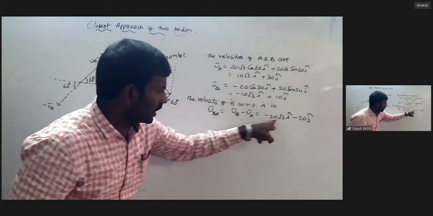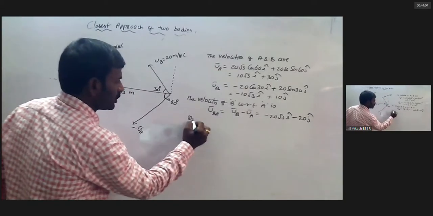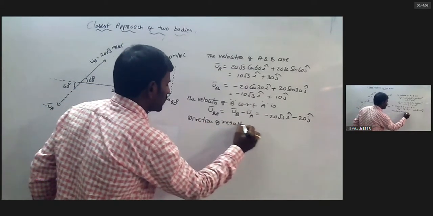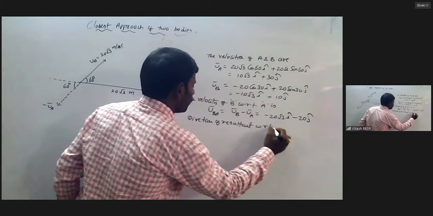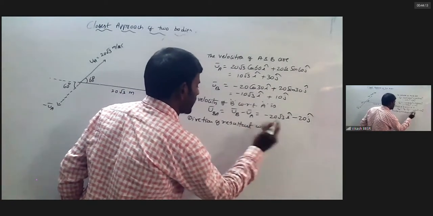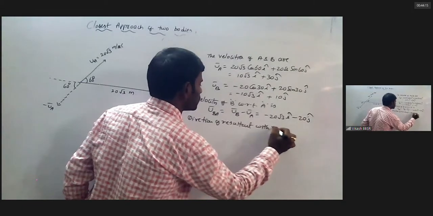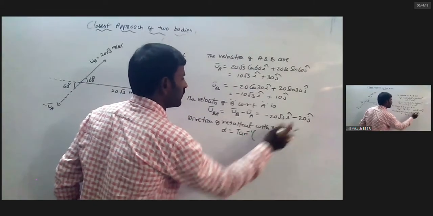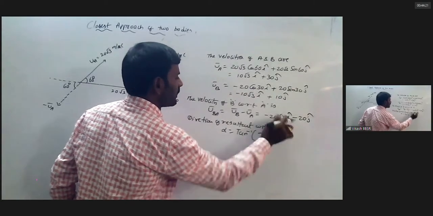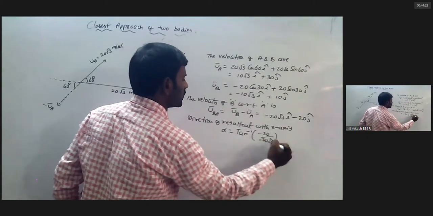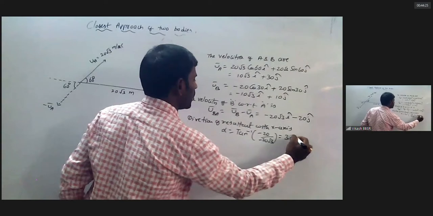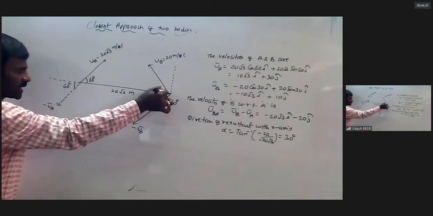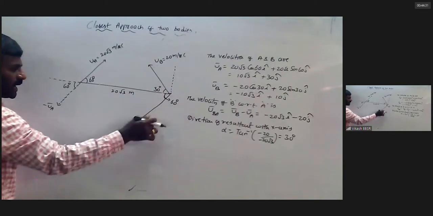UBA bar equal to minus 20. So direction of resultant with respect to x-axis is how much? Alpha equal to tan inverse of y, minus 20, by x, minus 20 root 3. How much is that? 30 degree. So the resultant is here, you see. This is the resultant, UB bar minus UA bar.